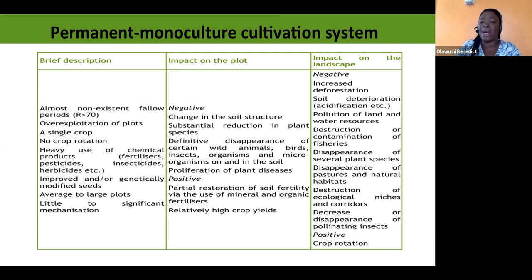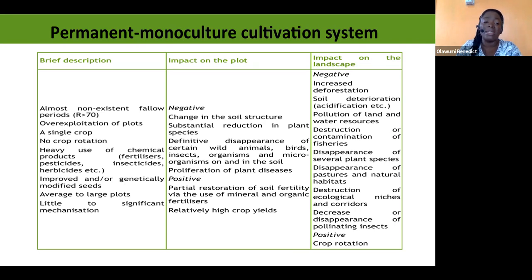What are the negative and positive impacts on the plot level? The negative impact on the plot level is that there's change in the soil structure, because you have started using heavy chemical inputs now, and then you started mechanizing. Then substantial reduction in plant species. This is going to happen. Definitive disappearance of certain wild animals because now you're doing monoculture, and so there's not going to be that diversity within the system. Then proliferation of plant disease is going to happen.